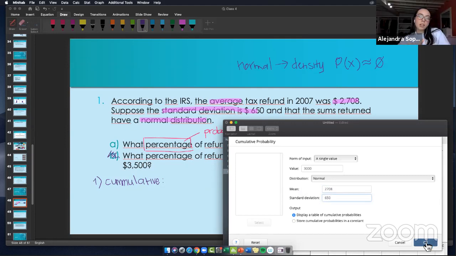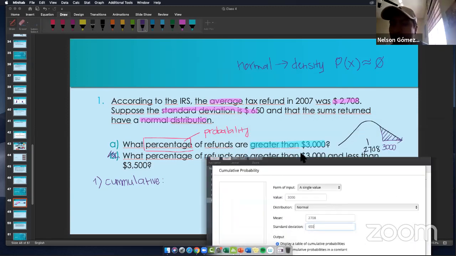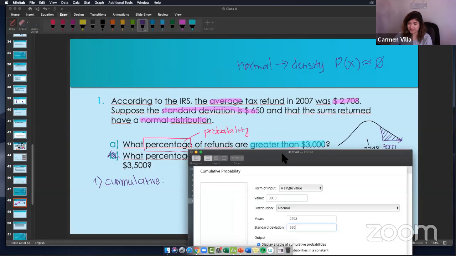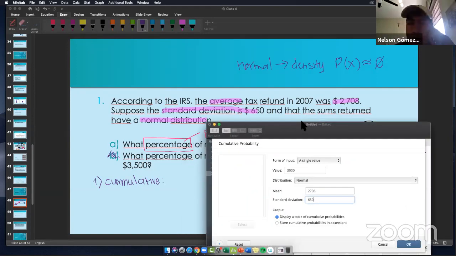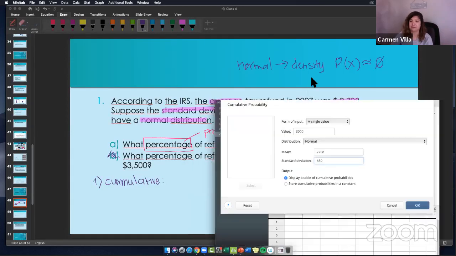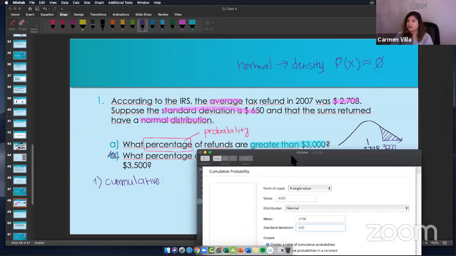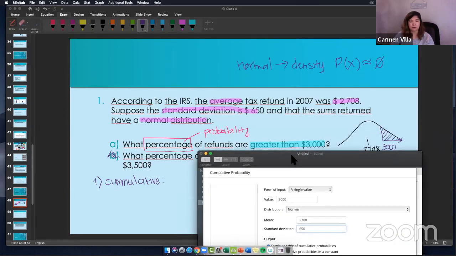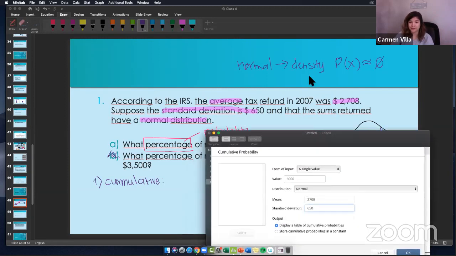Teacher, why is the value 3,000? Because they're asking us for greater than 3,000. Okay. And after that, we're gonna be seeing if it's that number or we need to subtract something. But first, we just need to remember that whatever number they tell us, if they just give 1, we do it with 1. If we have 2 because we have a range, we use the 2 of them.